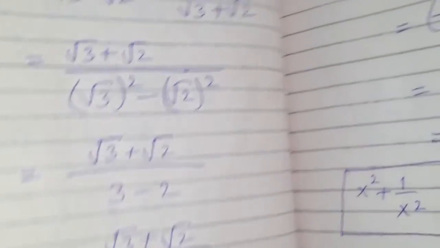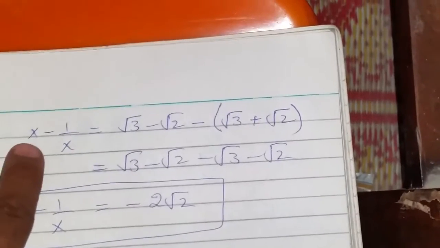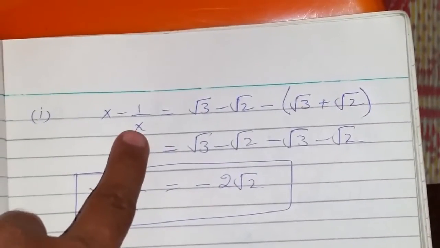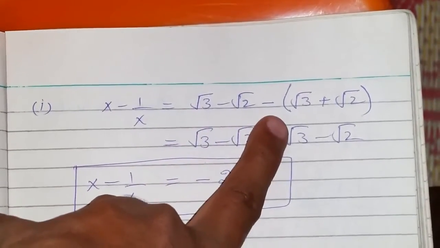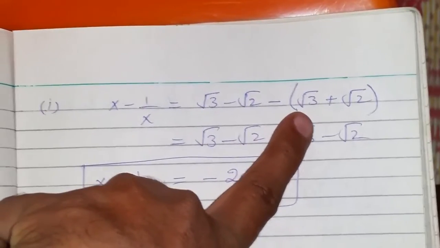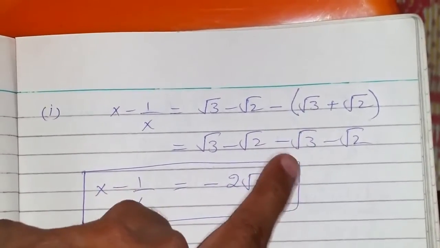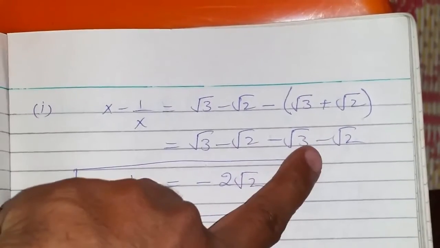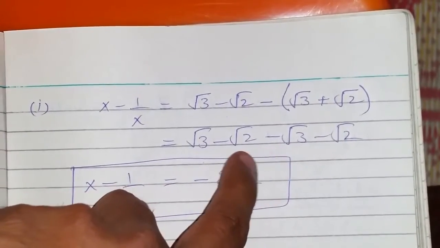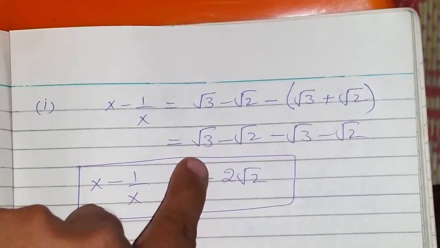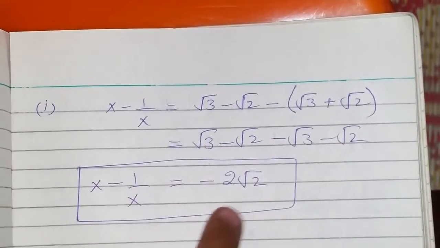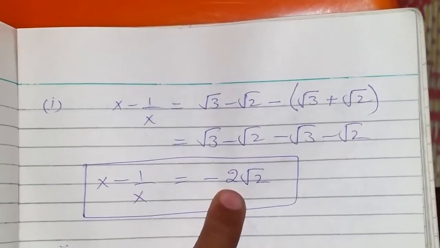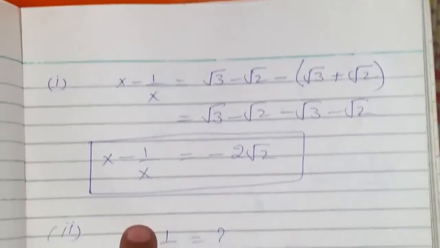Now I can subtract x minus 1 over x. So the value of x is square root 3 minus square root 2, minus the value of 1 over x, which is square root 3 plus square root 2. After removing the parenthesis, this term and this term both get the negative sign. Here minus square root 3 and this plus square root 3 cancel out, and minus square root 2 and minus square root 2 becomes minus 2 times square root 2. This is our first part.